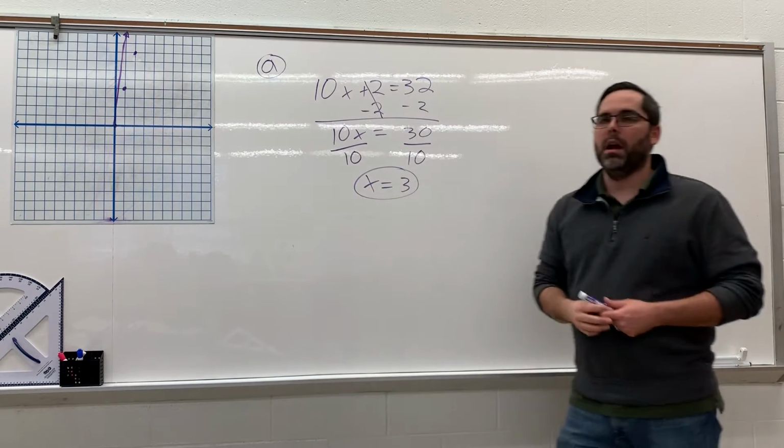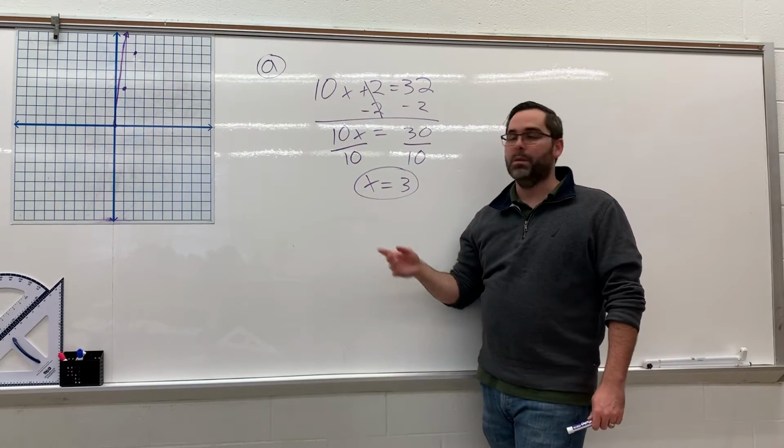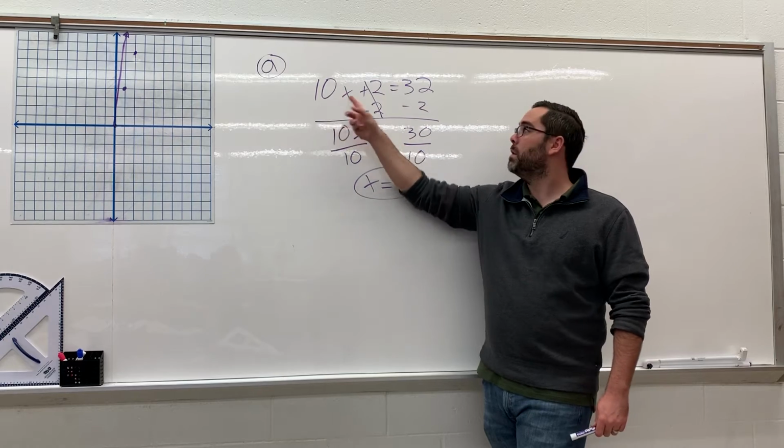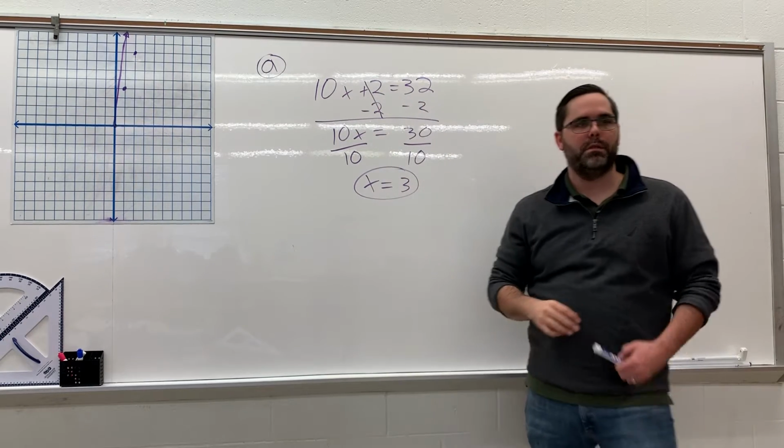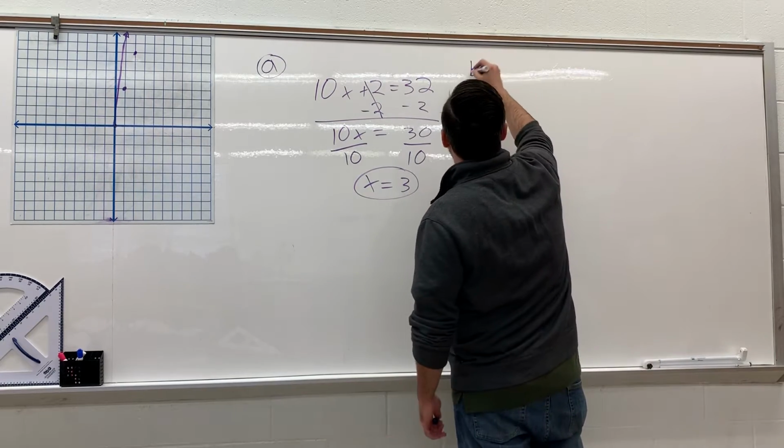If we want to check our answer, we plug 3 into the original equation. And we have to follow PEMDAS when we do that. 3 times 10 is 30. Plus 2 is 32. So it works. Okay? Questions? All right, B.